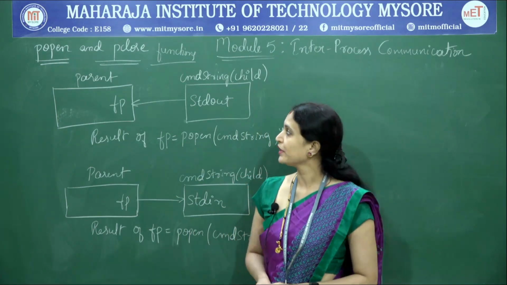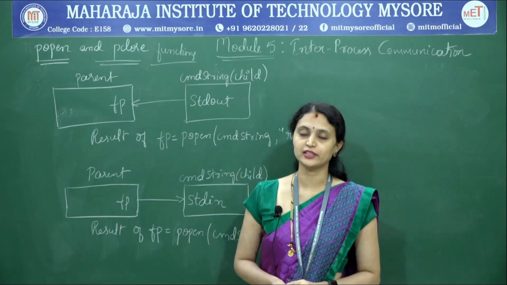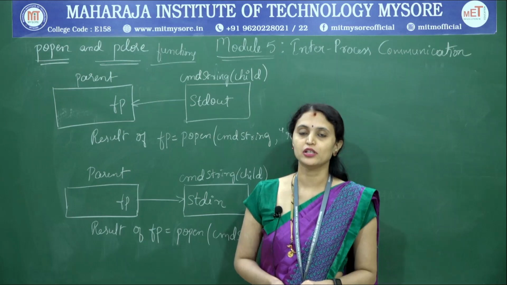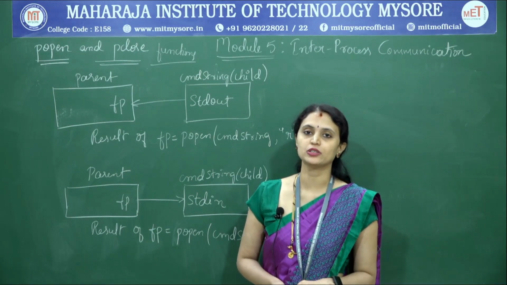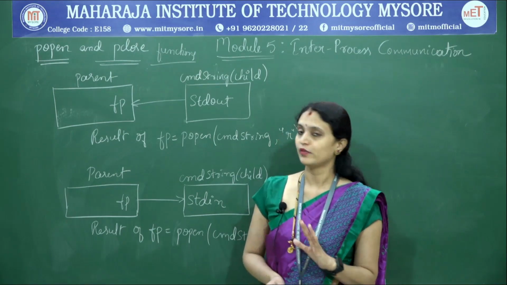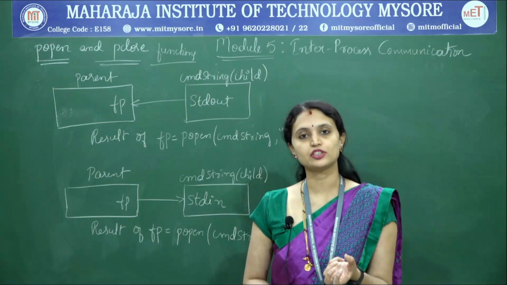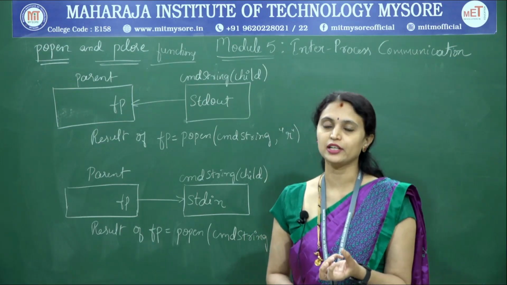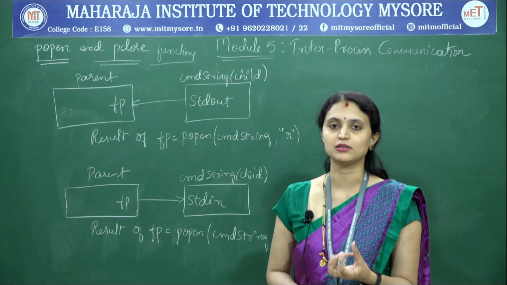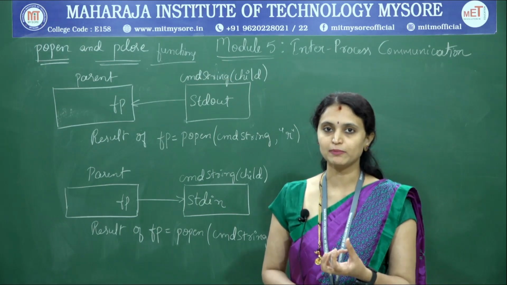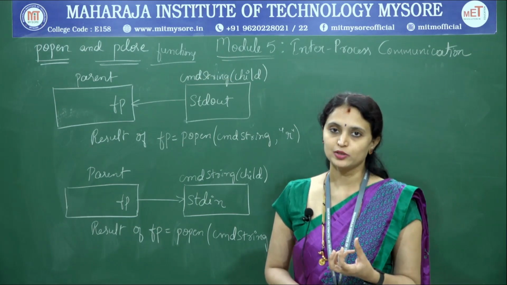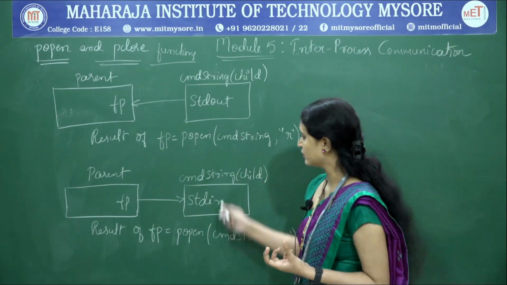We have discussed the popen function and the pclose function, and the importance of those two functions. Generally, the popen function will first fork a child using the fork function, and then it will use the exec system call in order to execute that particular command string. This is represented with this diagram.